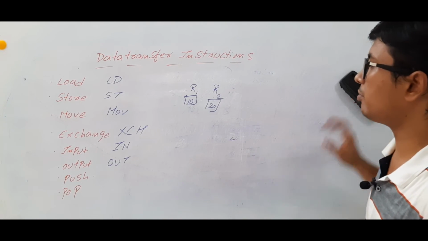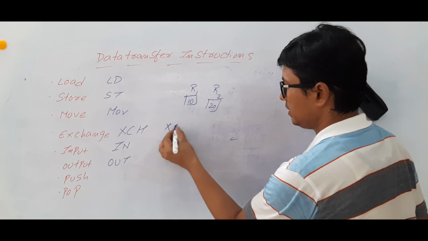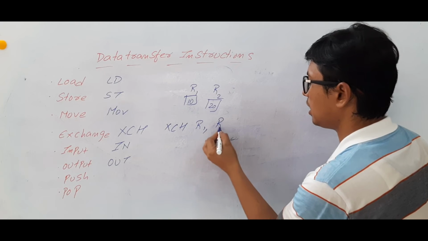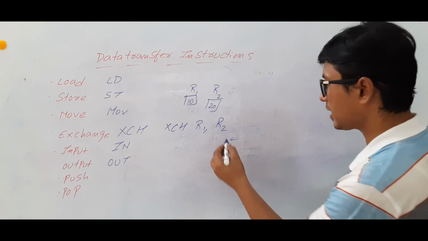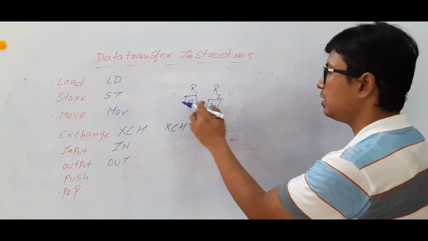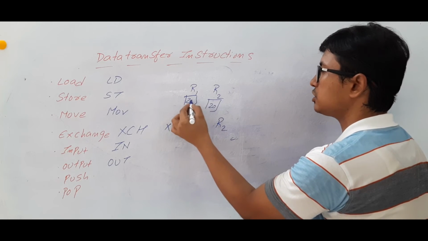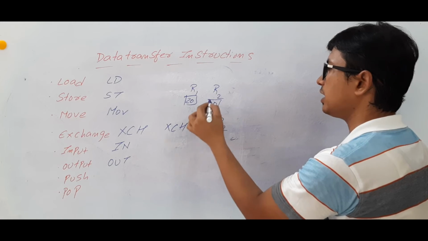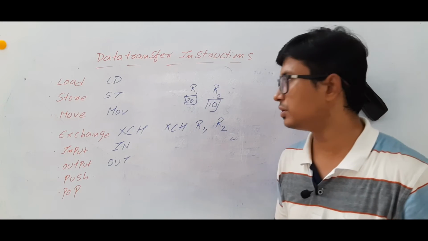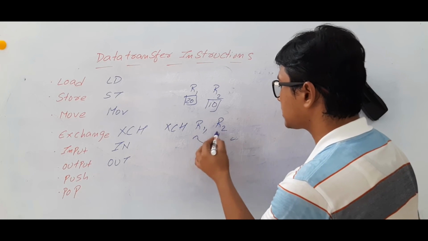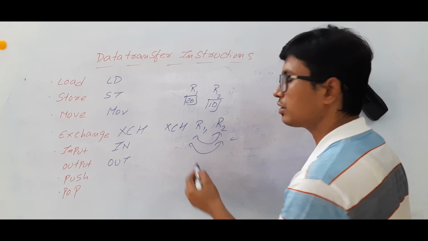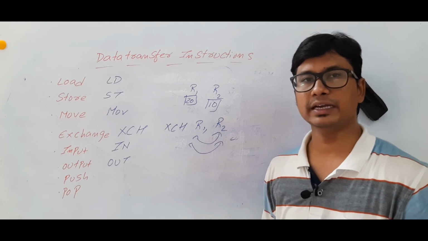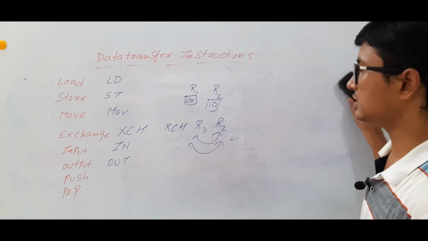instruction can be performed by using an exchange, XCHG, and if I write R1 comma R2, then what will happen? The content which is there in R2 will be copied or exchanged to R1, and whatever the content which was there in R1 earlier will be copied to R2. So the data will be exchanged between R1 and R2. Okay, so I hope you have understood the exchange operation or exchange instruction.